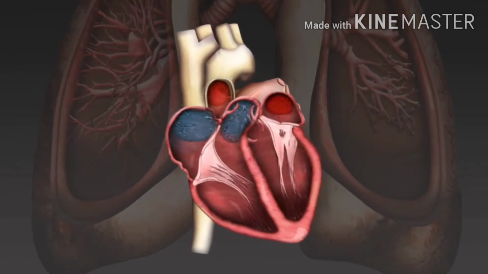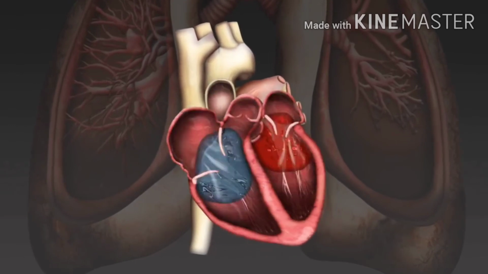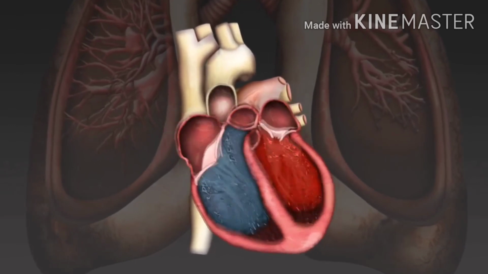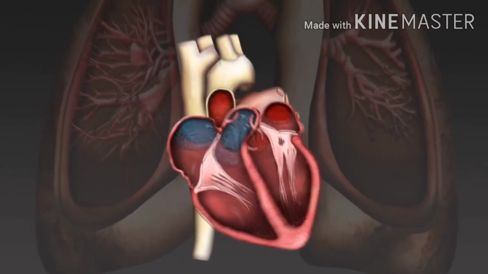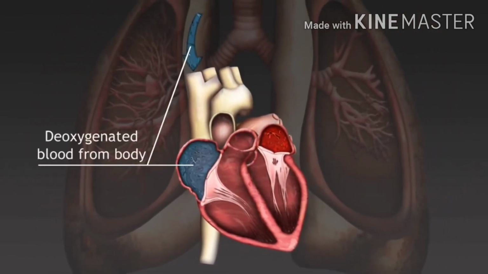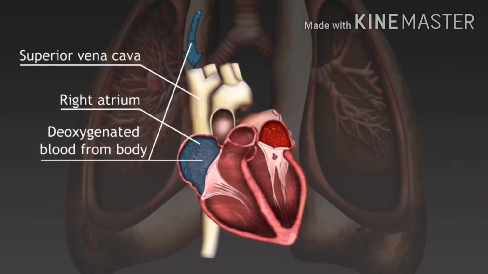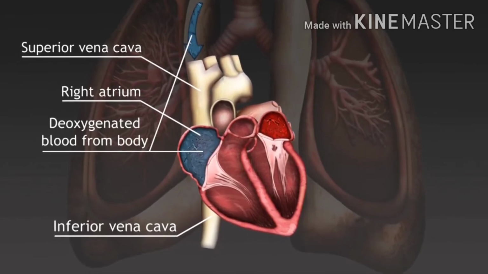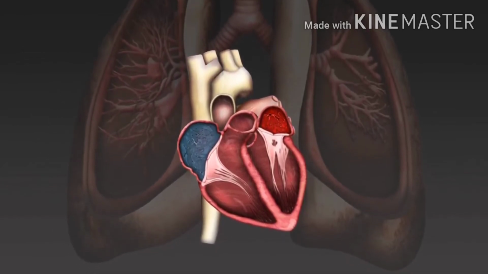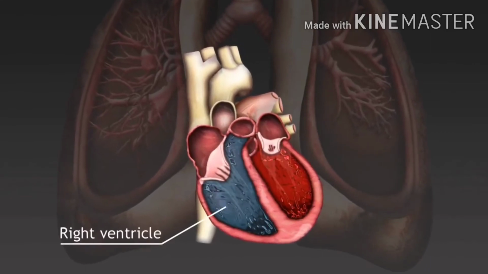It starts on the right side of the heart. The reality is, of course, the 2 sides of the heart work together at the same time. It is easy to understand if we study them separately. The cardiac cycle begins when the deoxygenated blood flows from the body into the right atrium through the superior vena cava and the inferior vena cava. In the next phase, the right atrium contracts, pumping the deoxygenated blood to the right ventricle through the tricuspid valve.